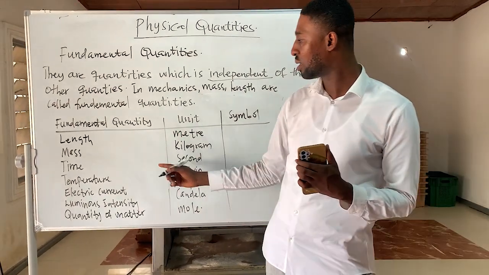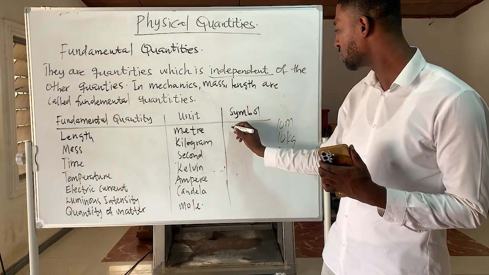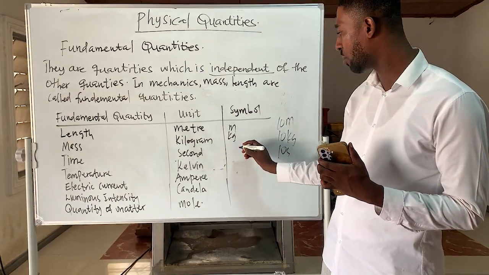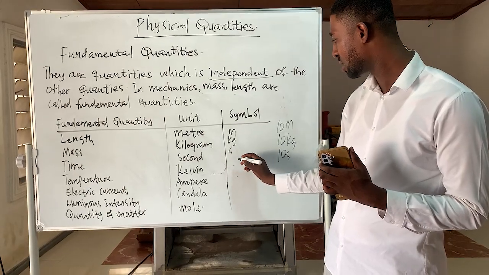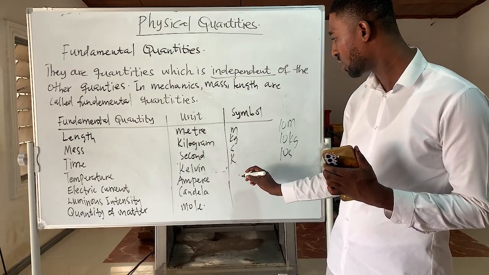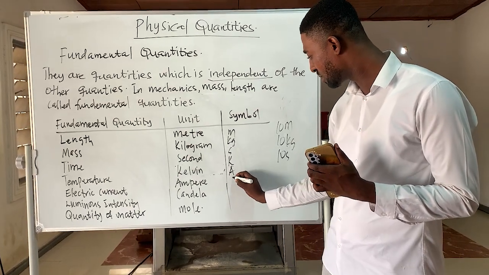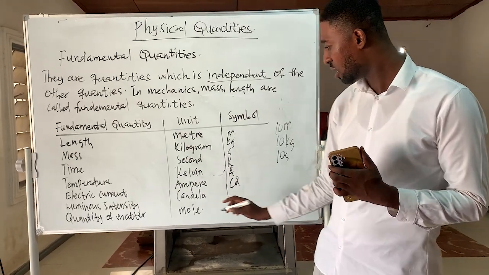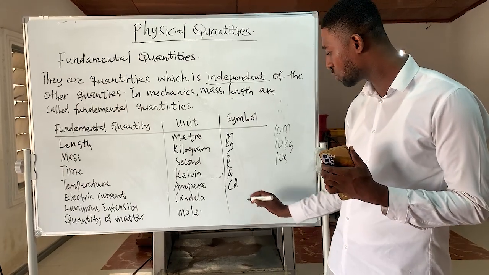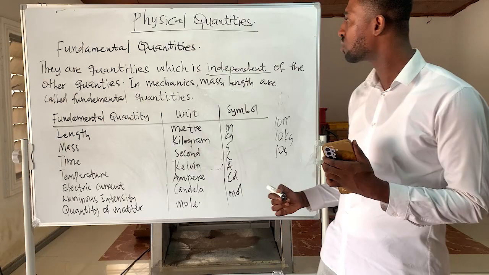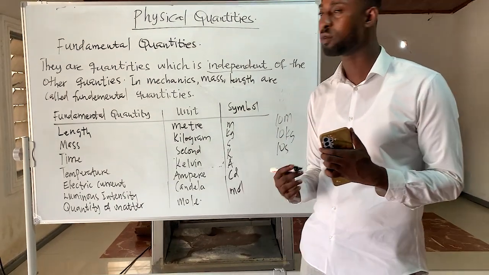So fundamental quantities, we have: length measured in meters, mass in kilograms, time in seconds, temperature in Kelvin, electric current in ampere, luminous intensity, which is candela, and amount of substance or quantity of matter, which is mole. Now let's also move on to derived quantities.